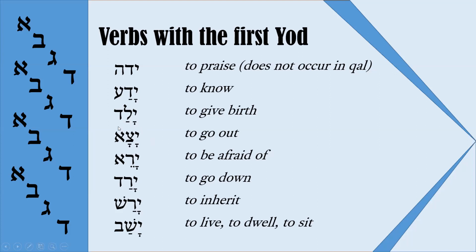Yatsa, probably you don't know this word, is to go out. Yare is to be afraid. And I know that many students confuse two verbs, ra'a, to see, and yare, to be afraid of. And probably you are not an exception, and you will also have some problems with identifying these verbs.